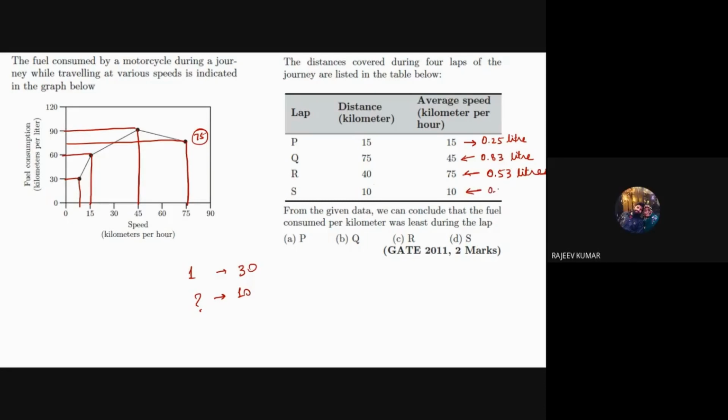0.33. Now, if you solve it like this, you are basically wasting your time. From here you can say that the answer is going to be 0.25, as it is consuming the least amount of fuel. But what has been asked in the question is: from the given data, we conclude that the fuel consumed per kilometer was least during which lap? So again, for each case, you have to divide it by the kilometers. Then only you will get the final answer. Can you do that? Divide it by the kilometers and tell me the final answer.